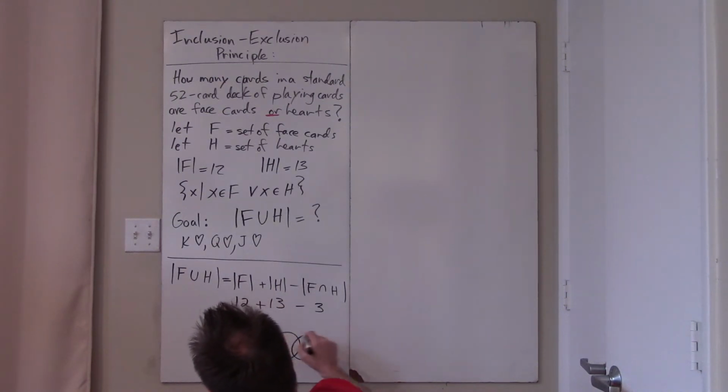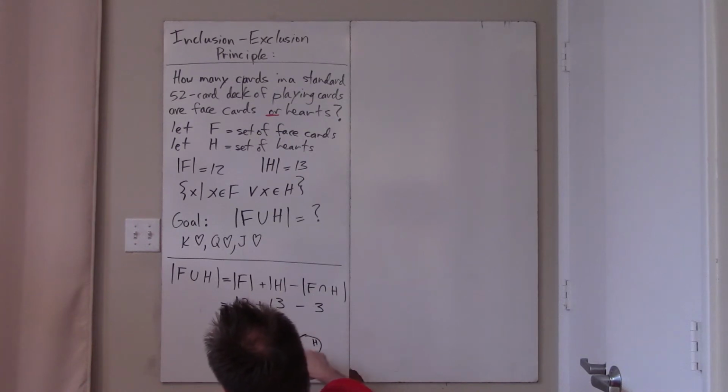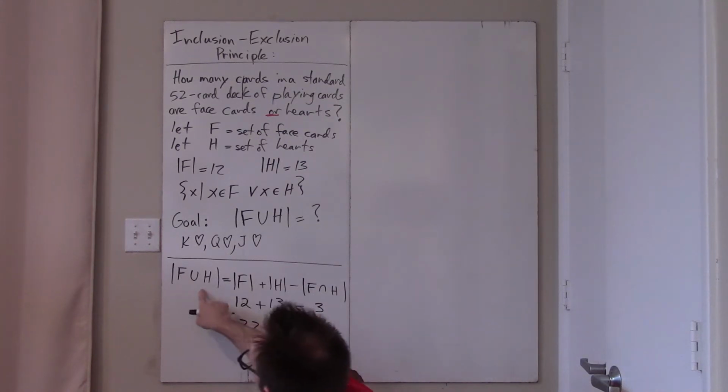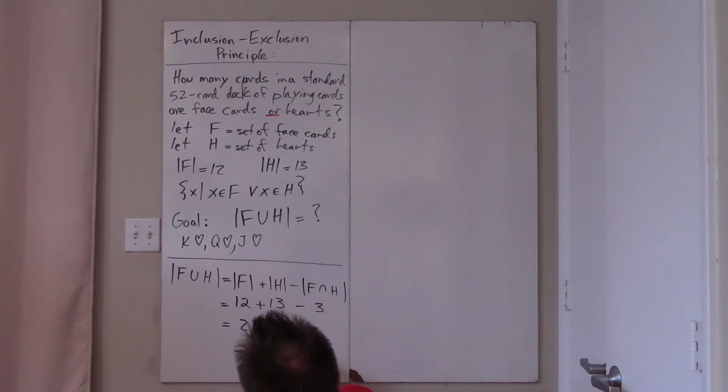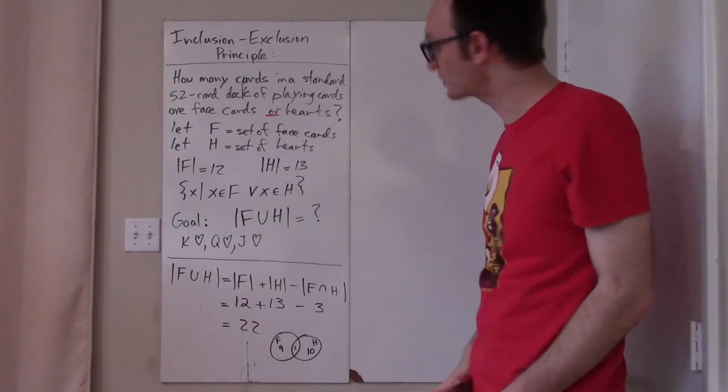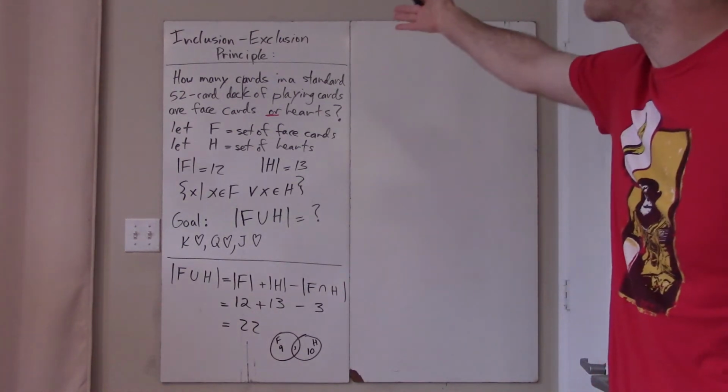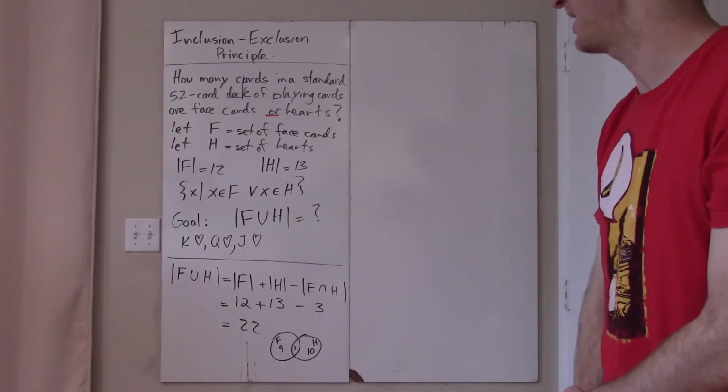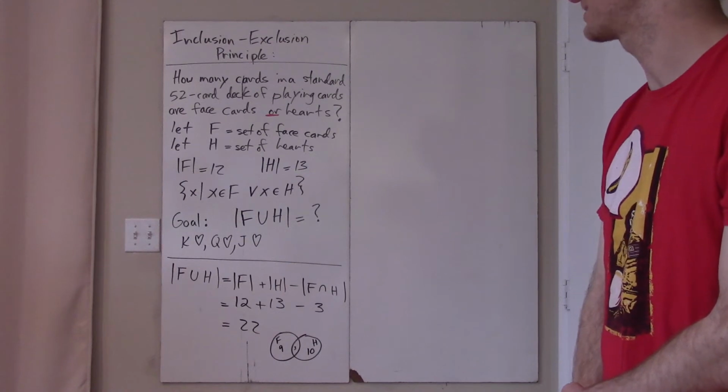And so this is F, this is H, and what we are looking for overall is the size of F union H. In this case, we found that there are 3 things which are both face cards and hearts. But since there were 12 face cards, it means that there's 9 here. And since there are 13 hearts in total, that means there are 10 things which are hearts and not face cards. So this picture in some ways just summarizes this entire process. And so that's all there is to it.